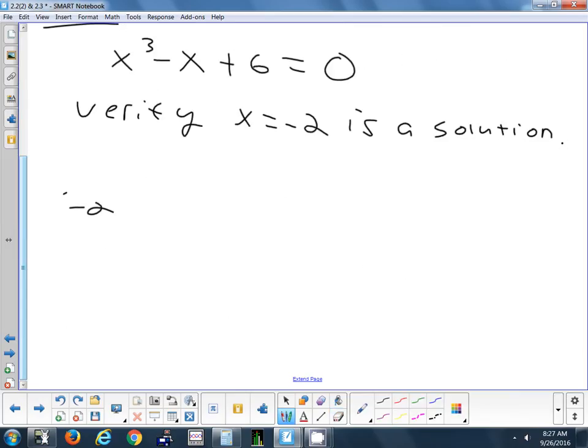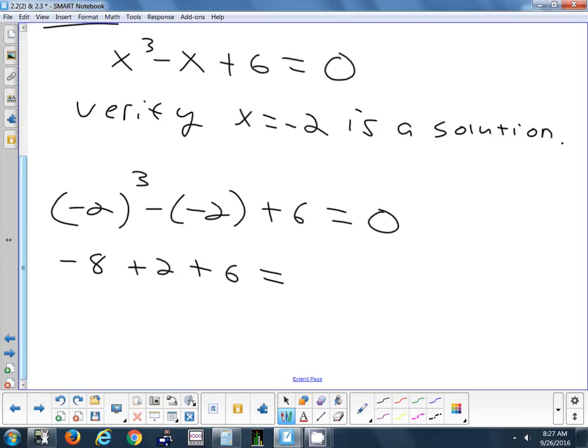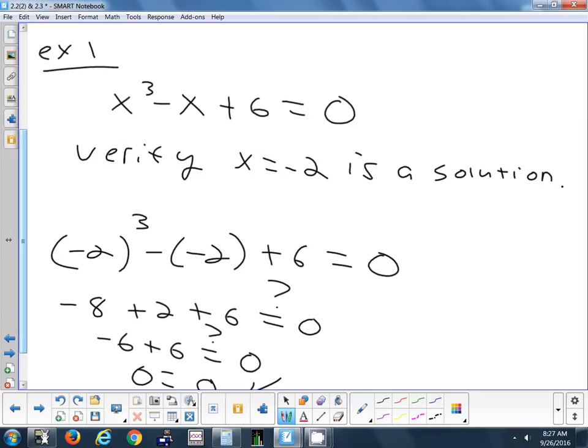All right, so we got negative 2 cubed minus negative 2 plus 6 equals 0. Let's do it out. Trevor, what's negative 2 cubed? Negative 8. And Molly, what's minus negative 2? It becomes plus 2, plus 6. Okay. Yeah, that's a question mark. We don't know if it's a solution. We're hoping. Negative 8 plus 2 is negative 6. And at this point, we can see that negative 6 plus 6 is 0. So we verify negative 2 is a solution, which means negative 2 is a what? Root. It's a root. Good.